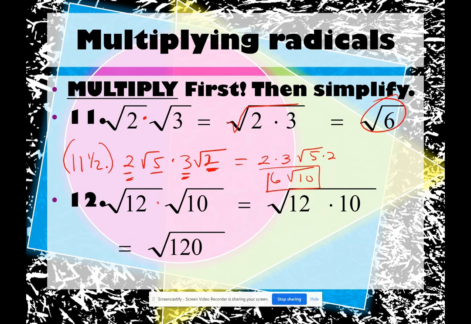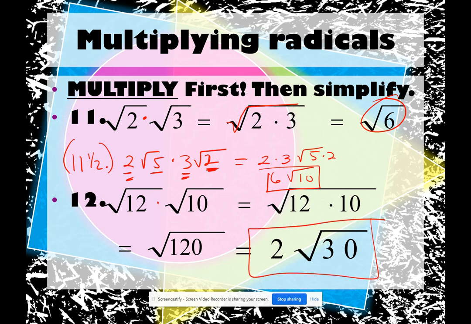But we're not finished because it's not simplified. So do your factor tree. And I went ahead and did that for you. And I have the answer of 2 root 30. So make sure your final answers are always simplified.